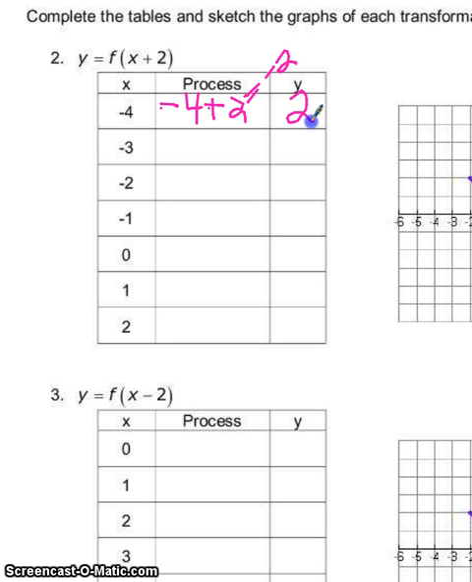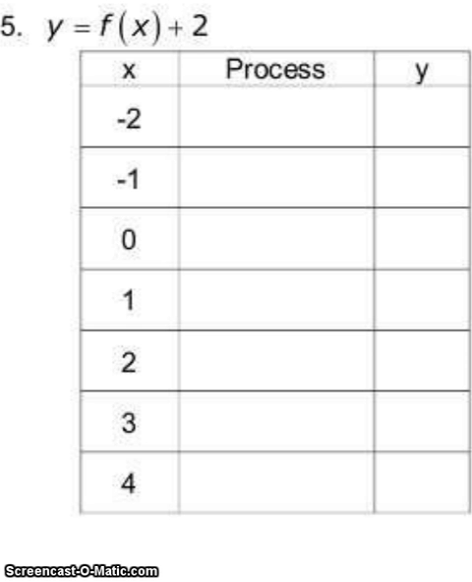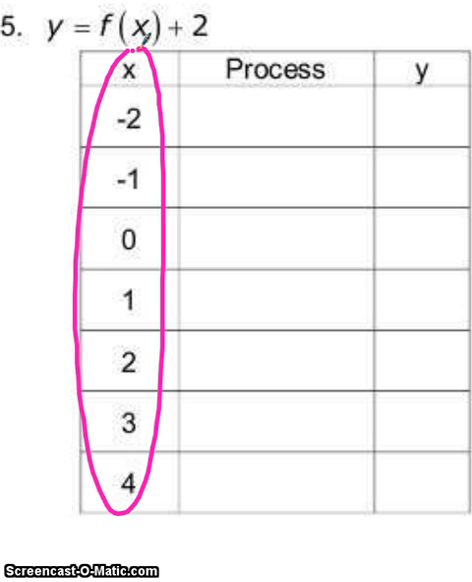Let's look at another example. Let's flip the page, and let's actually look at example number 5. Okay, so here we're looking at problem number 5. It says y equals f of x, and my plus 2 is on the outside. So again, let's work with the process. If I take my x values, so I'm still taking the same x values, and I'm going to plug them in where the f of x is. So here, I'm going to have f of negative 2 plus 2.